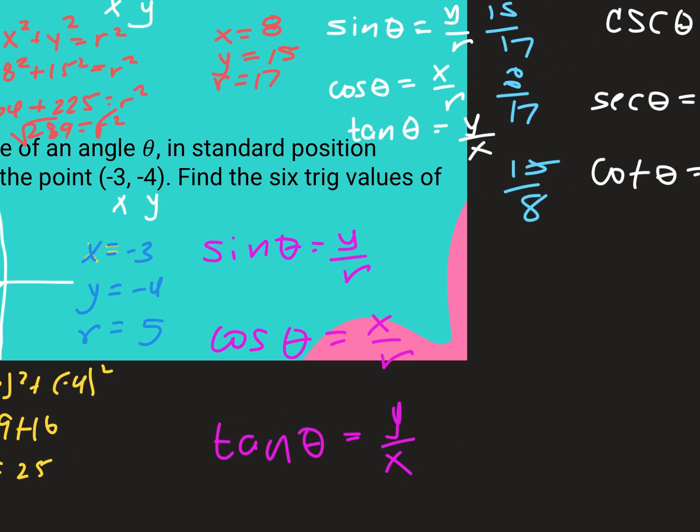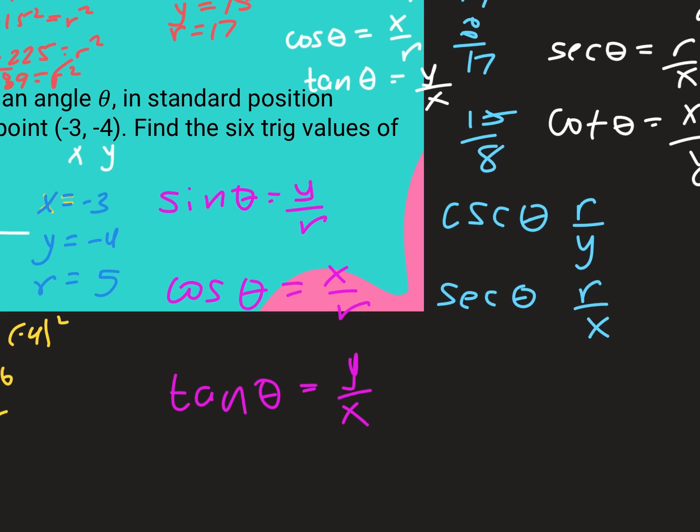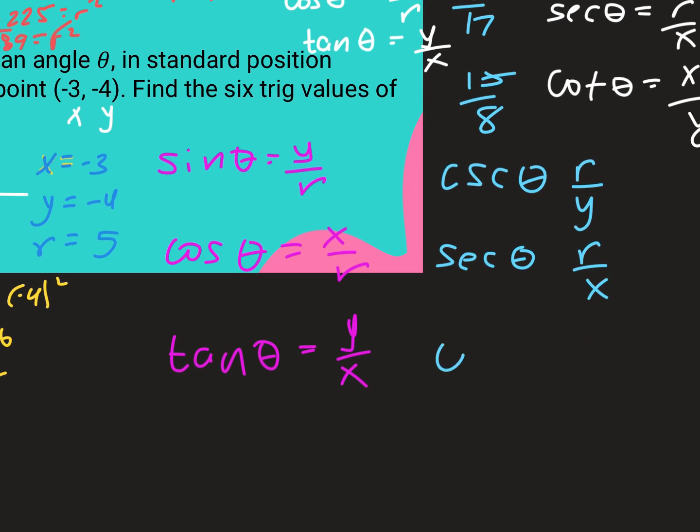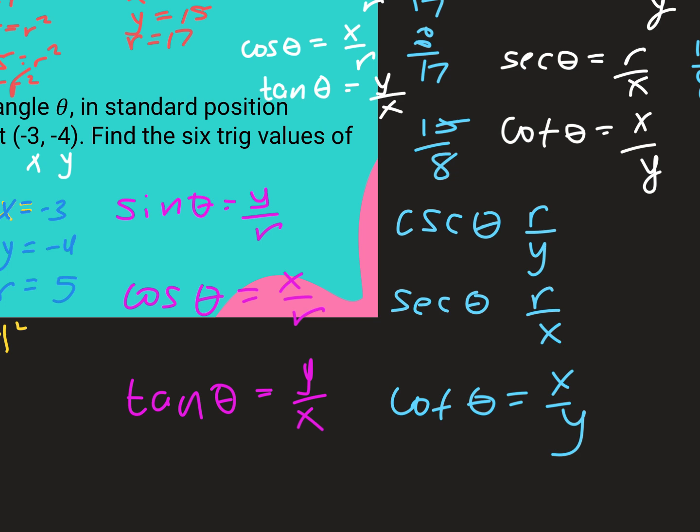Wonderful. And now we're going to write our reciprocals. We're going to flip them. What is the reciprocal of sine? Cosecant. Sine and cosecant are reciprocals of each other. So what's the cosecant ratio? R over y. What's the reciprocal of cosine? Secant. What is it? R over x. What's the reciprocal of tangent? Cotangent. And what is that ratio? X over y.